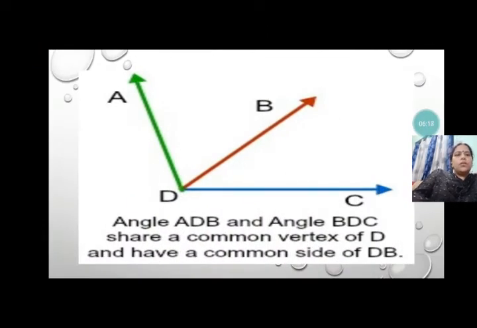Now see here also, angle ADB and angle BDC share a common vertex D. You can see over there, they have common side DB. So angle ADB and angle BDC, they are adjacent angles.